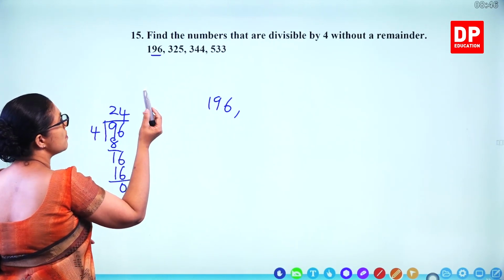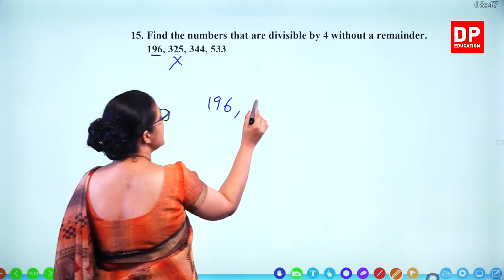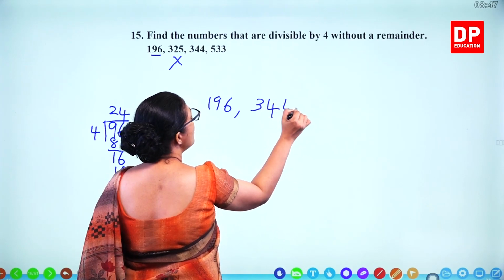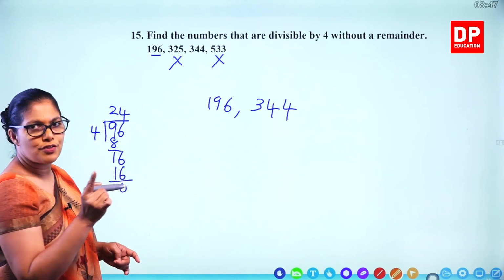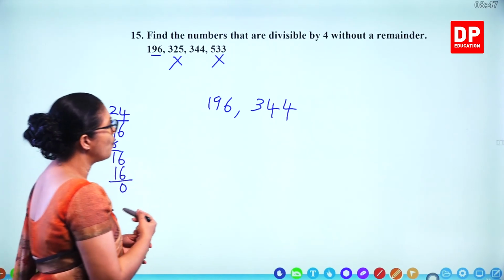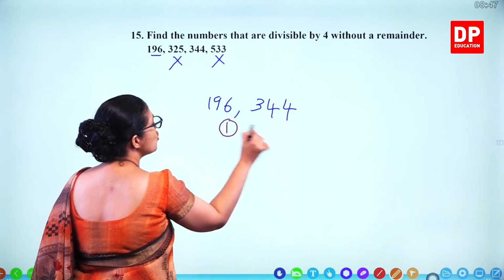25 is not divisible. 44 divided by 4. Yes, you get 11. So 344 is divisible by 4. But this one is not divisible. 33 is not divisible by 4. So you get 2 marks, 1 mark for each number.